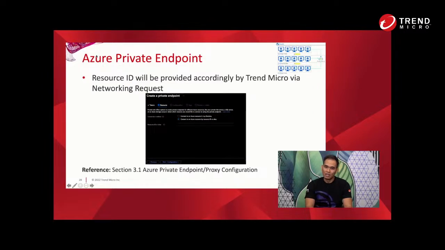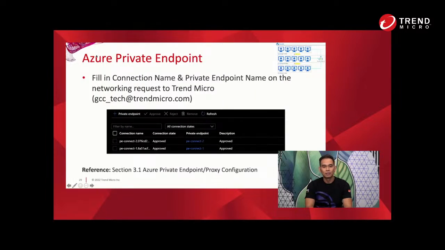A network request still needs to be done. Once you accept the private offer and create the Cloud One ID, your account manager will also send you a network request form, in which you will find the service name for your network request. These are the details you need to fill in for the connection name and the private endpoint name. Once you fill up the network request form using this info, please send it to Trend Micro at gcc_tech@trendmicro.com.